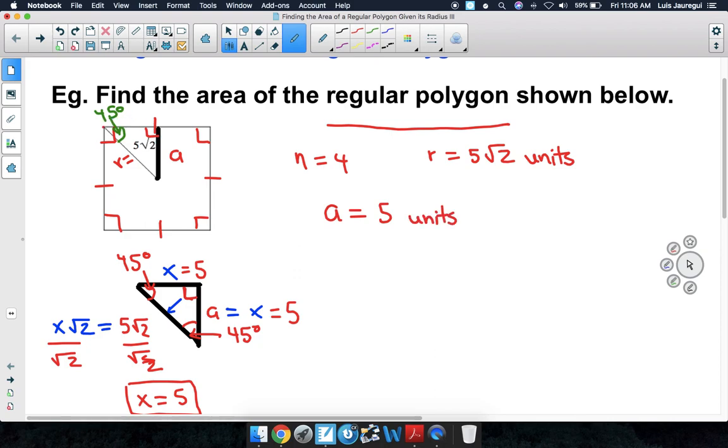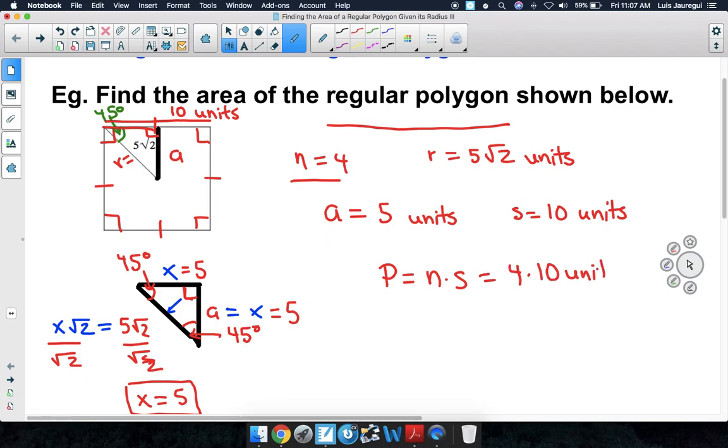And we have just discovered a new thing. Because this side length is 5 units, that means that the entire side length of the square is equal to twice as much, so this entire length is equal to 10 units. So the side length is equal to 10 units. Well, with that said, since we already know the side length and we already know the number of sides, we can figure out the perimeter. The perimeter is equal to n times s, where n is the number of sides and s is the side length. So in this case, we have 4 times 10 units, and the perimeter is equal to 4 times 10, which is 40 units.